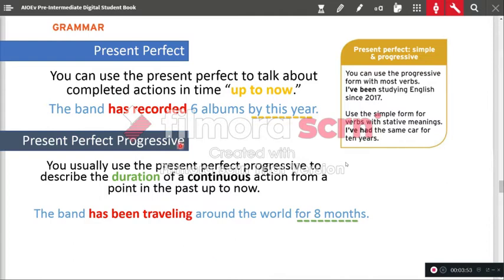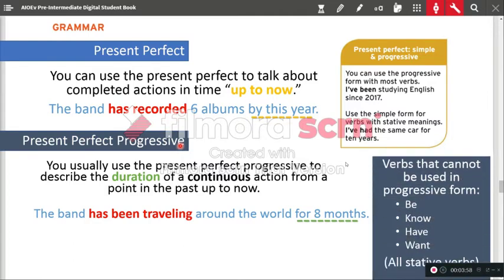Right? And something very important to mention with these two different structures is that there are some verbs that you cannot use in the present perfect progressive, which are these: the verb be, the verb know, the verb have, the verb want, and actually none of the stative verbs can be used in the present perfect progressive. Alright? Remember, we saw the stative and dynamic verbs some classes ago. If you don't remember, check your book in the previous pages so that you can see which are the stative verbs, because these verbs cannot be used in the present perfect progressive.